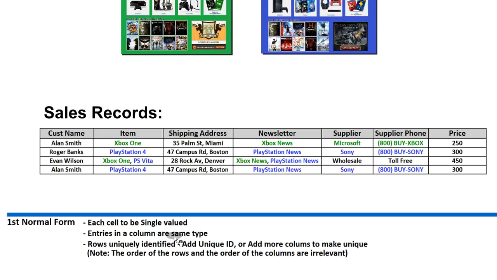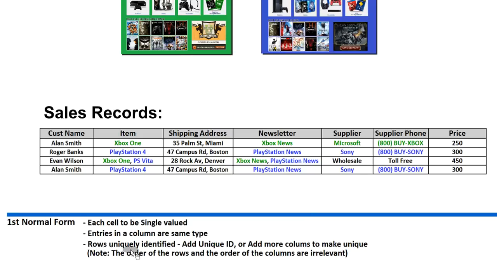Entries in the column are the same type. So this one says wholesale and toll free here. These are not the same. These are not the proper values. So we need some kind of entry here that matches these. It would be like if, let's say, this field would be eye color, and someone put, I don't know, blue or green and beautiful. Well, beautiful is not a color; it's an opinion. So we need some kind of actual entry. We can't let this be in here.